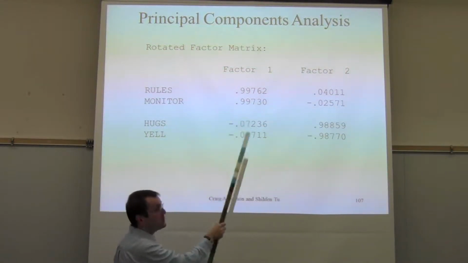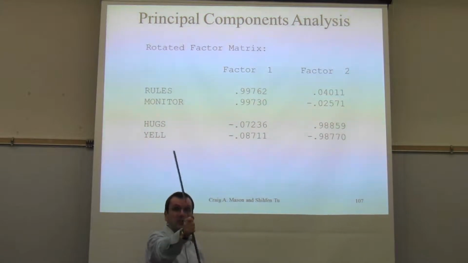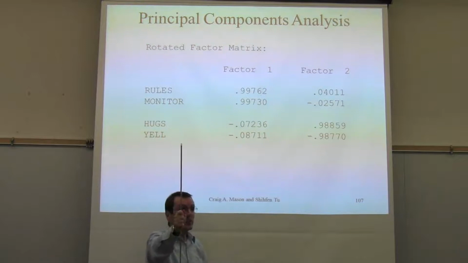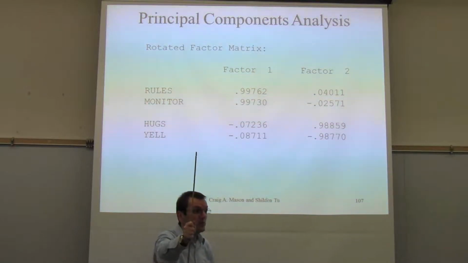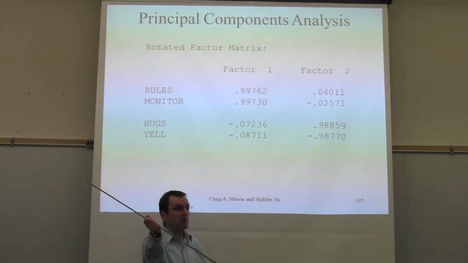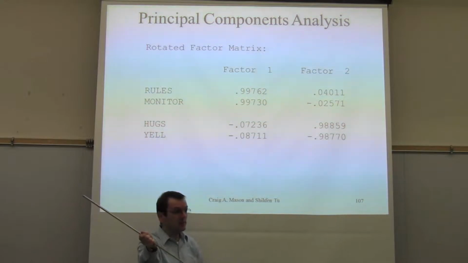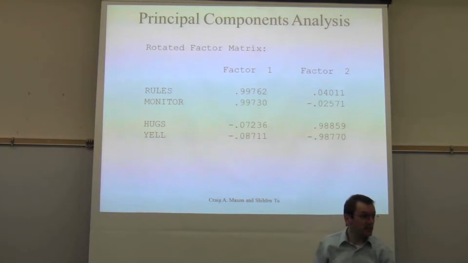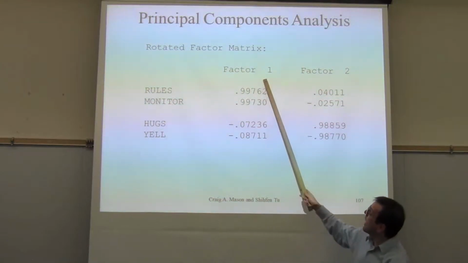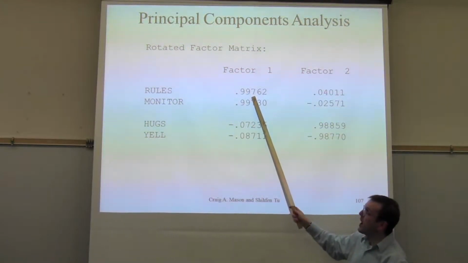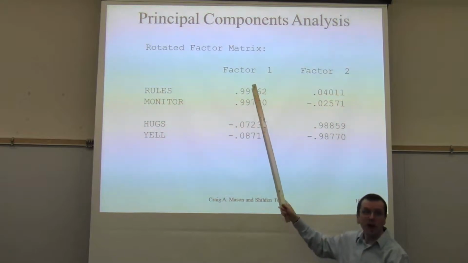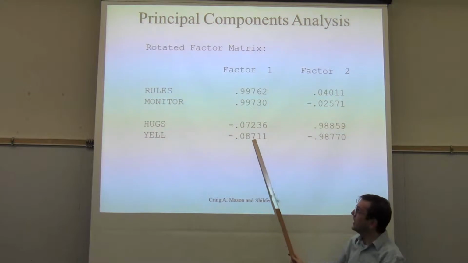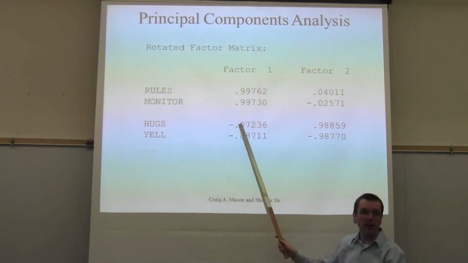And now look, once we've done that, instead of talking streets and avenues, we talk boulevards and lanes. Now instead of talking factor 1 and factor 2, we're going to talk rotated factor 1 and rotated factor 2. And once you do the rotation, this makes a lot more sense. Look at this. Factor 1 is extremely highly correlated with rules and monitoring. If you're high on factor 1, you do a lot of rules, a lot of monitoring. And it's almost uncorrelated with hugging and yelling.